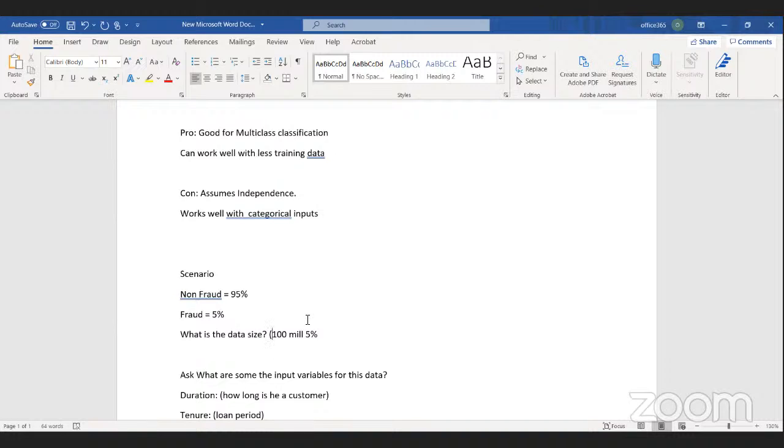What if the answer is no, no, no? How is it possible to have 100 million transactions? We don't have such 100 million transactions. Let us assume we have about 1,000 transactions. The total number of transactions is only 1,000, which makes 5% of those fraudulent transactions as 50.